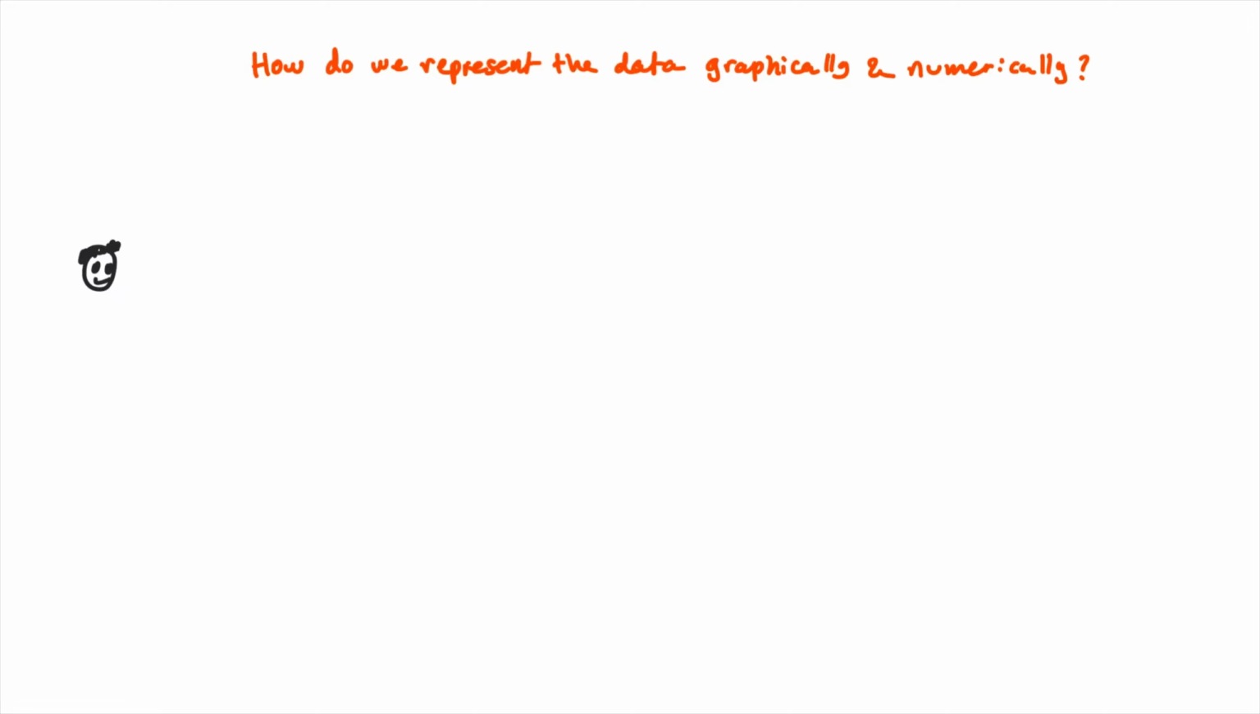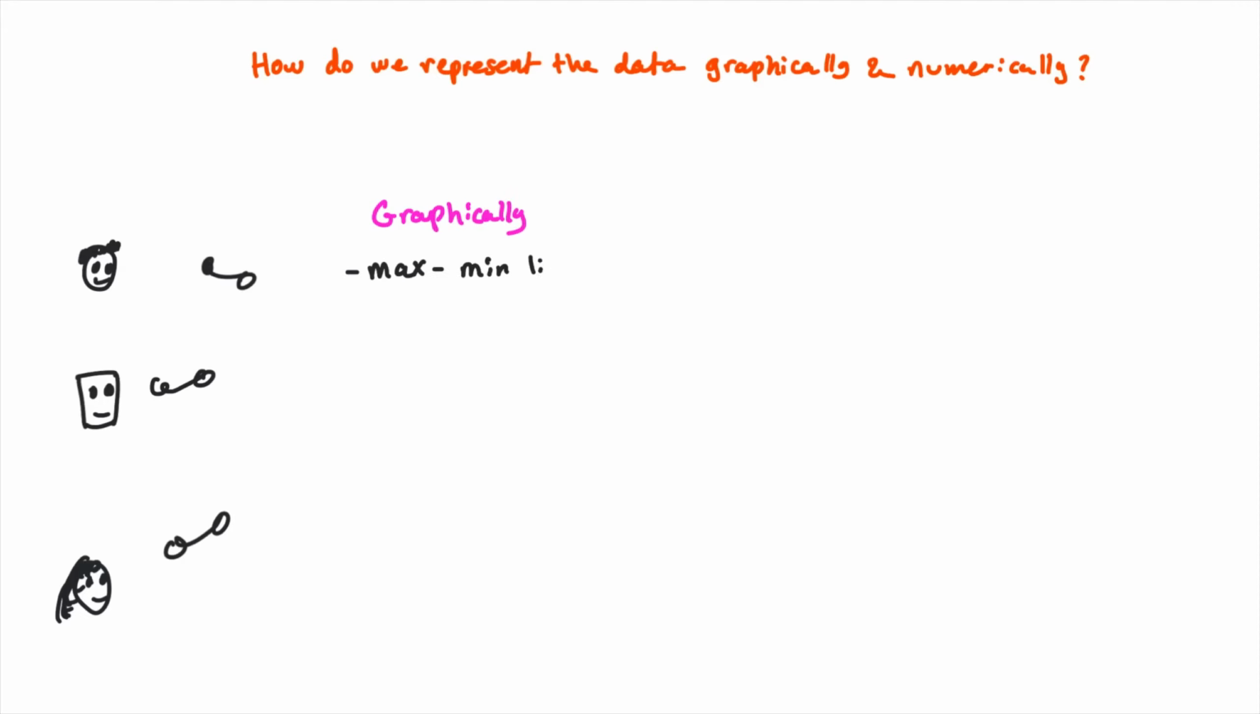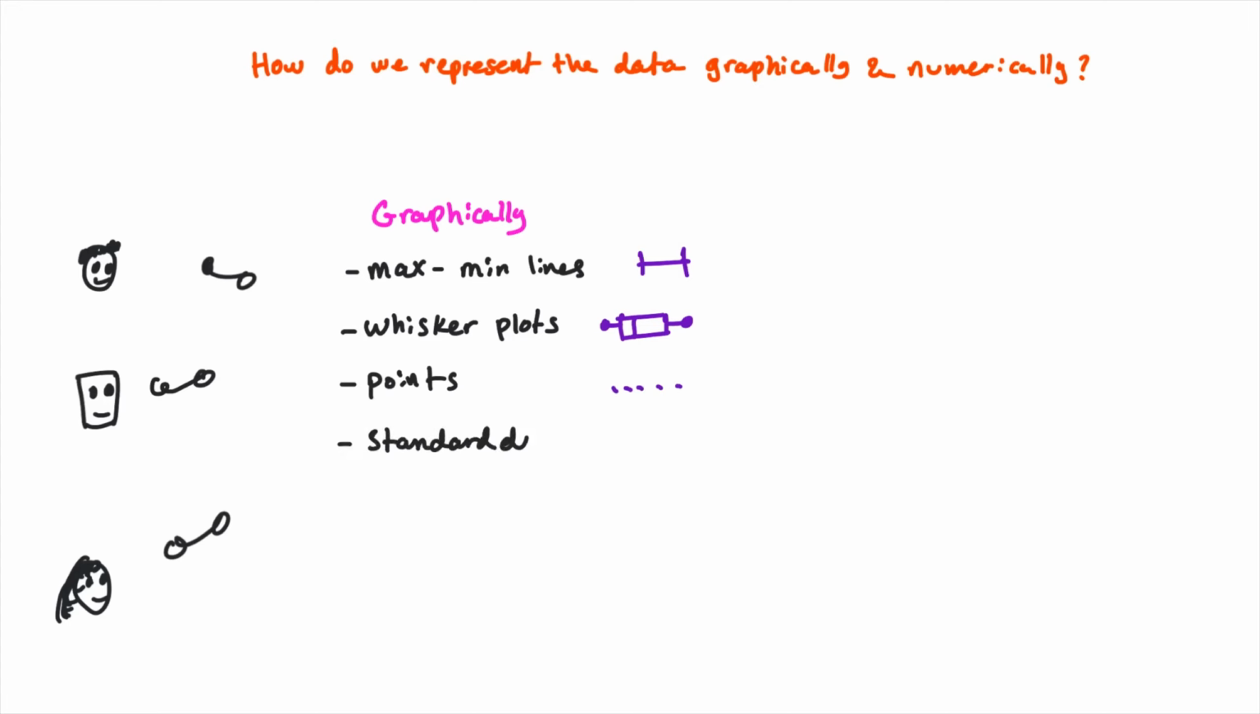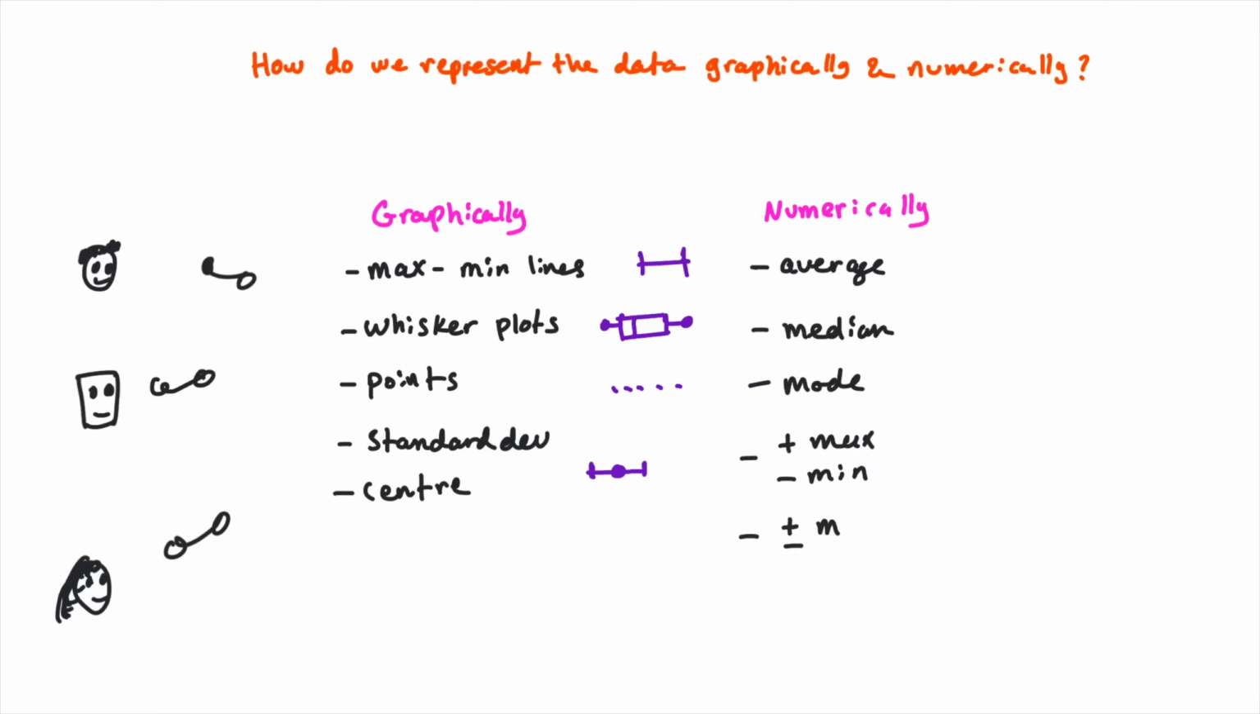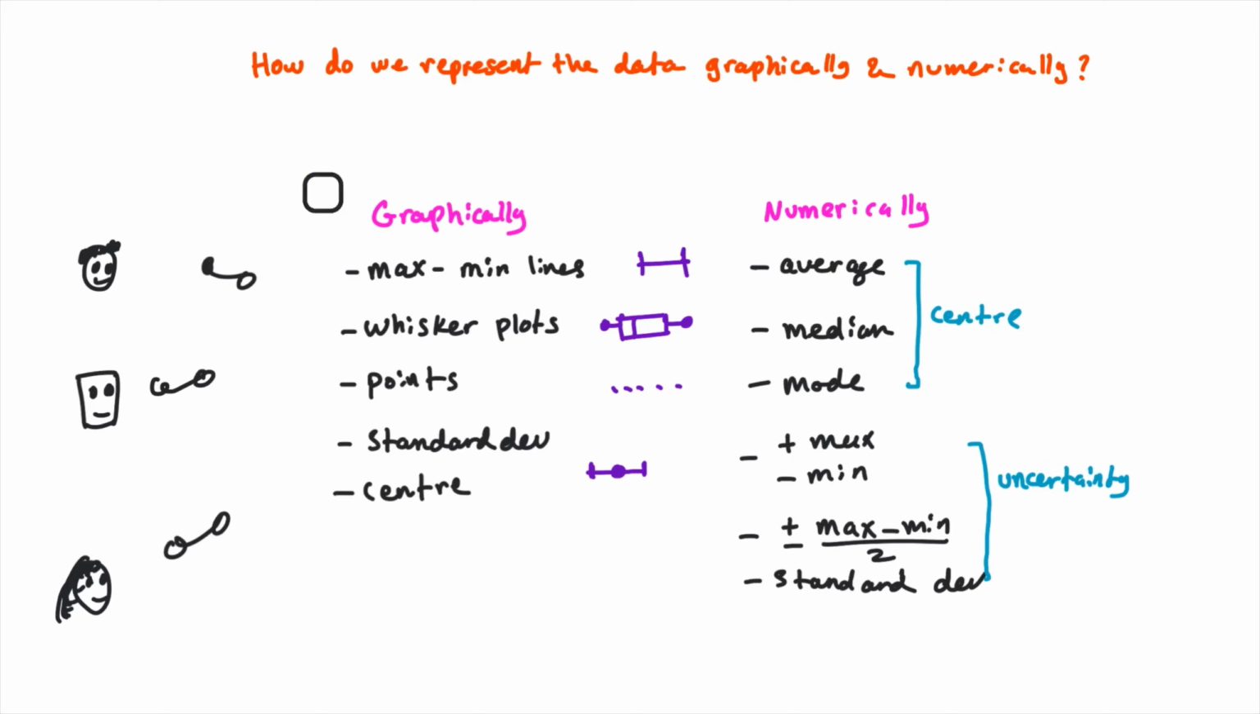Now, after removing the outlier, think about how you can represent the 3 measurements graphically and numerically. Some of the ideas that were discussed as a group included max-min lines, whisker plots, points, center, and standard deviation for graphical methods, and average, mean, mode, plus max, minus min, and plus or minus difference divided by 2, and standard deviation for numerical methods.